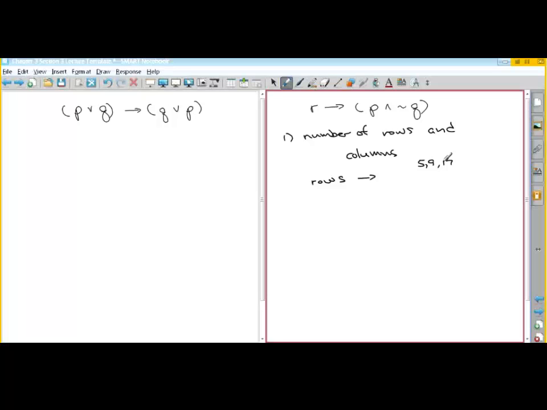So 5. Anybody vote for 5? Anybody vote for 9? Anybody vote for 17? So some people didn't vote. Why would 9 be the right answer? Mary. Yeah, the rule was you take 2 to the n plus 1. In this case, we have p, q, and r, so n is equal to 3. No, it's 2 to the power. Yeah, 2 to the power. So that's 8 plus 1, so that's 9. That's how you get the number of rows.